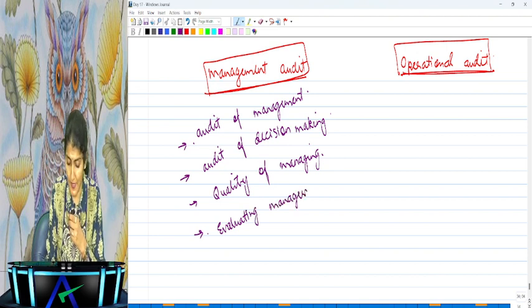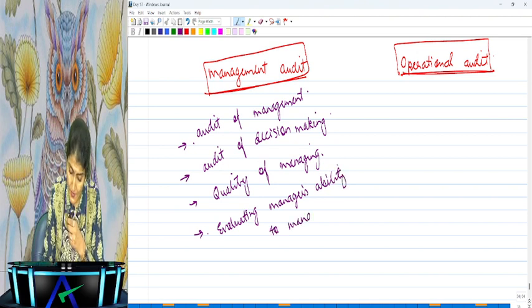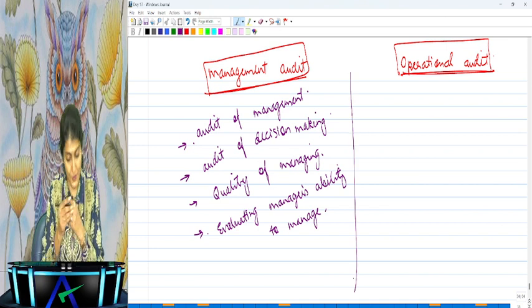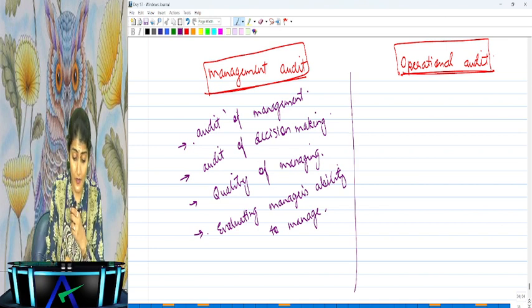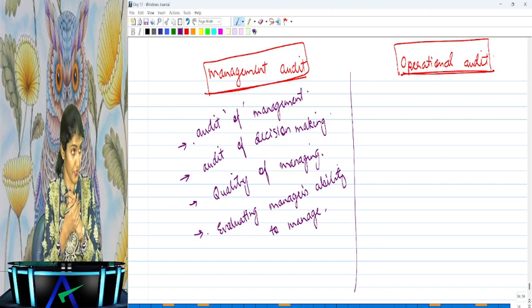You are evaluating the manager's ability to manage. You say, this manager is not able to do the job. Look at him, how lost he is. So you're evaluating the manager's ability to manage. Right, so this is first the management audit. It is an audit of the management, right?